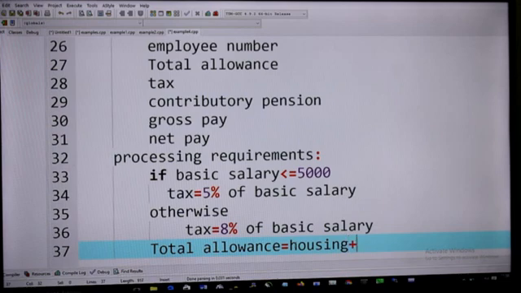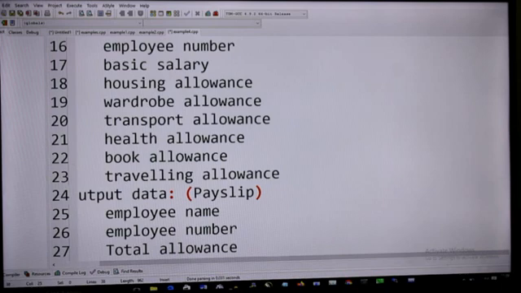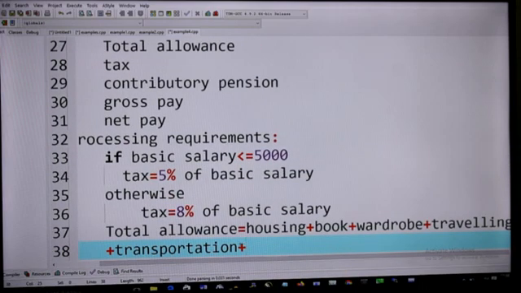Housing plus book plus wardrobe plus traveling plus transportation allowance. So plus you add everything. 1, 2, 3, 4, 5. How many do we have up there? Health. It remains health. Transport allowance. Plus health. So adding everything together will give us the total allowance.